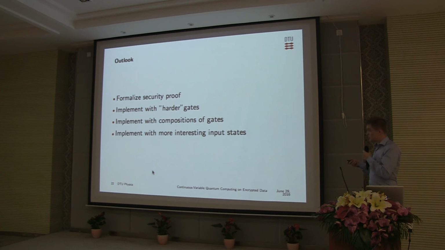Another option in terms of outlook would be to implement with some of these harder gates. Maybe not the cubic phase gate, this is pretty far away probably, but implement with composition gates and show that you can actually compose an entire program and still just decrypt at the end efficiently. And lastly, to implement with more interesting input states than just simple displacements.